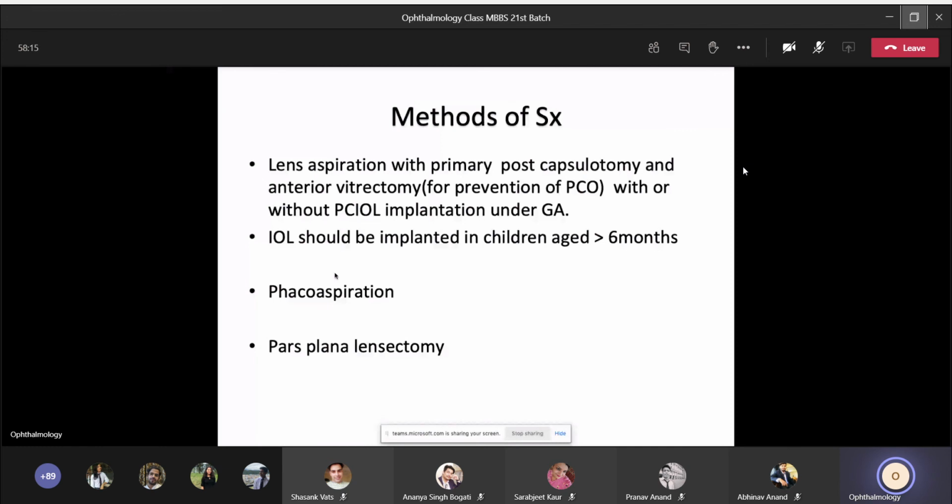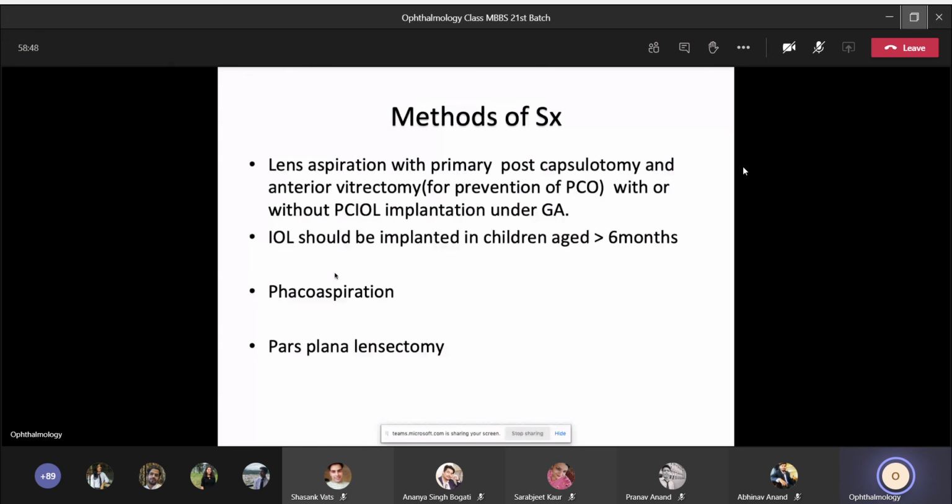So in these children, since they are not able to sit at the slit lamp so that we can do laser capsulotomy, we do it on the surgery table itself. We do primary posterior capsulotomy in the same sitting. We make an opening in the posterior capsule along with anterior vitrectomy, so that later on the opacification won't occur after cataract surgery.